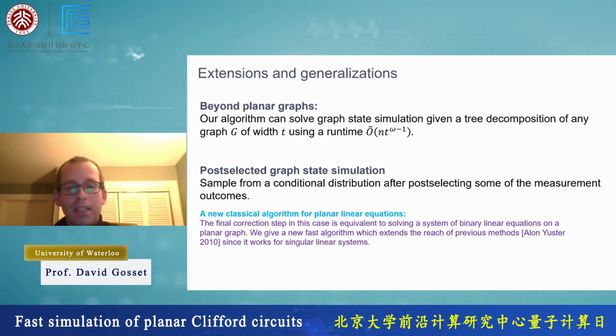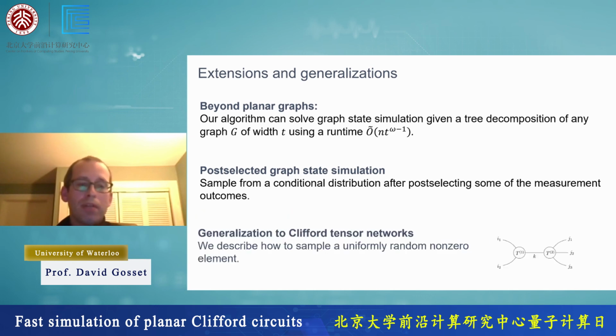But it turns out that the correction step is actually equivalent to solving a system of binary linear equations on a planar graph. And we realized this afterwards, and it turns out that our algorithm for doing this correction step actually furnishes a new fast algorithm for this problem of solving binary linear equations on a planar graph. And not only that, but our algorithm works in a slightly more general setting than the previous best method due to Alon and Yuster, because our algorithm does not require the matrix to be non-singular.